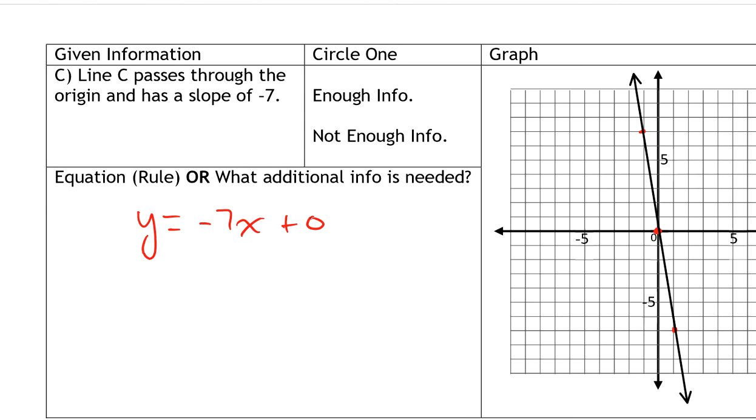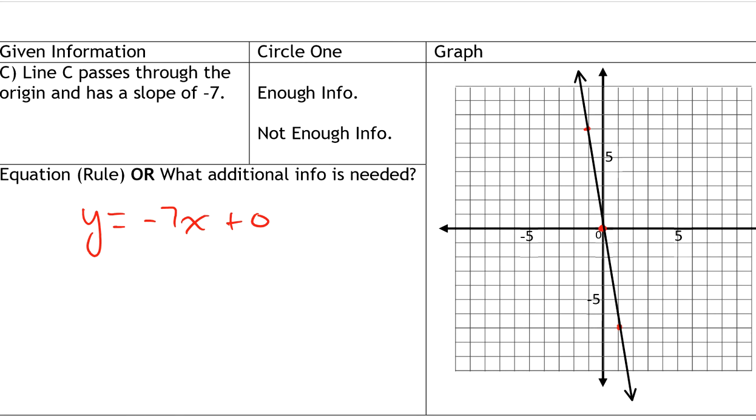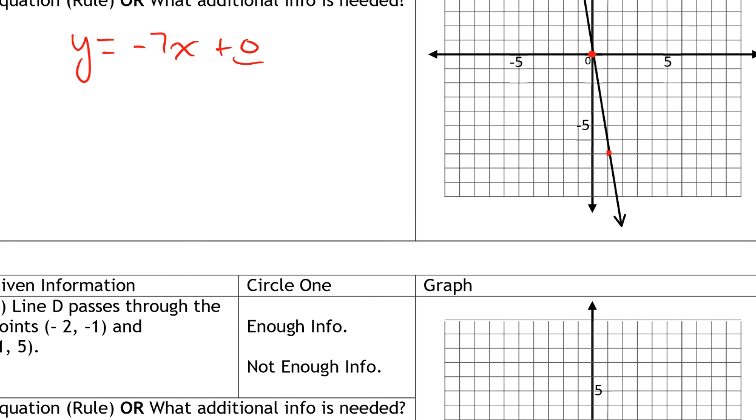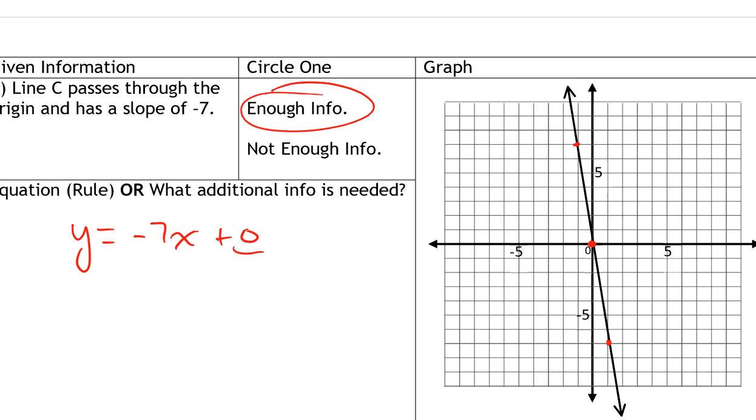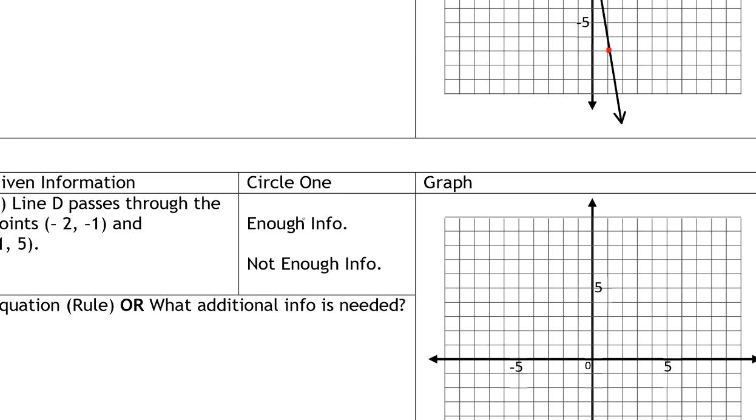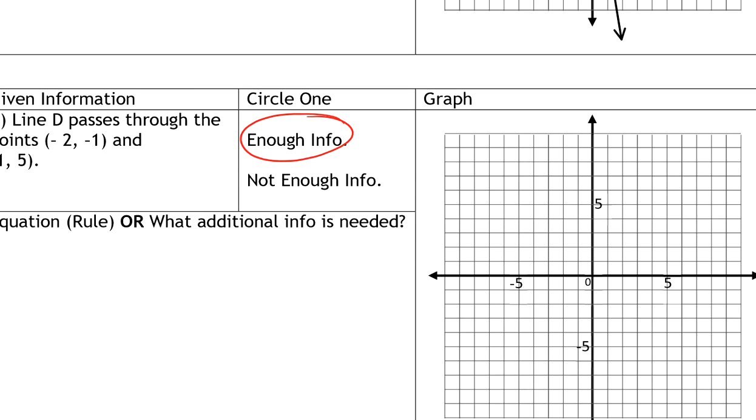And you could put the +0 if you want, or just leave it off, because if it's not there, it's implied that the y-intercept is 0. It's going through the origin. And then finally, we're given 2 points. Oh, by the way, that is enough information. Given 2 points, I'm confident that that is enough information right off the bat.